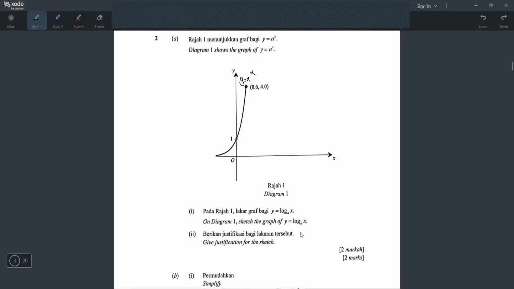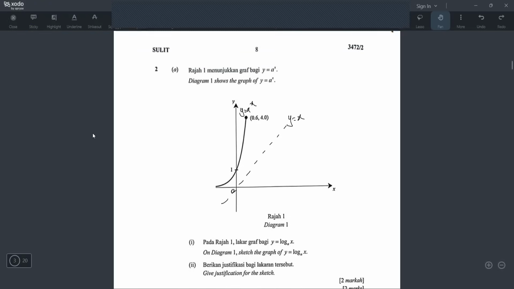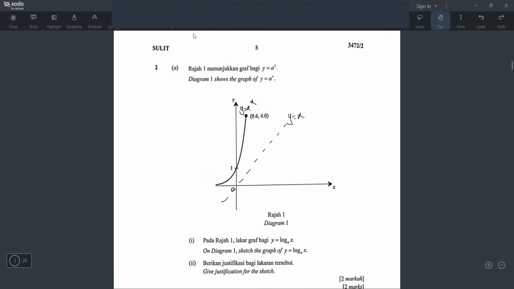It means when we sketch this graph, we can actually draw a reflection of this curve on this line. This line, we call it y equals x, right? Because when two graphs are inverse of each other, it means they are reflections of each other on this y equals x line, right? But I want to prove to you why this and this are inverses. So how can I prove to you that the inverse of y equals a power x is this?